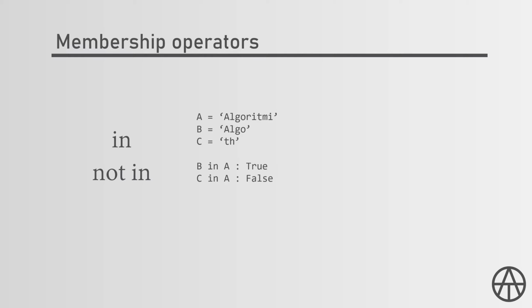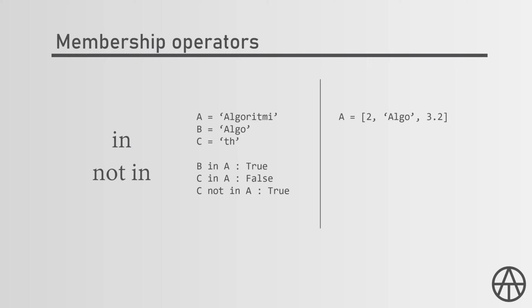If it says c in a, so find "th" in a, there is no "th" in "algorithmy", and that's why it's going to result in false. And if you say c not in a, that's going to result in true because the not of false is true.